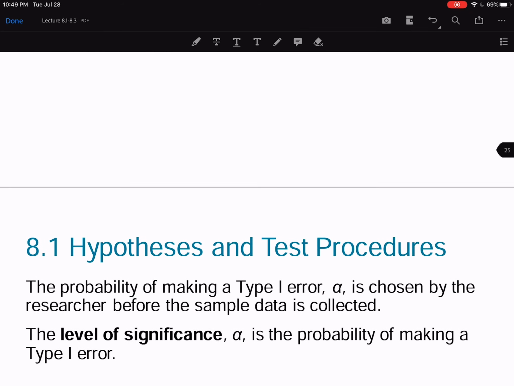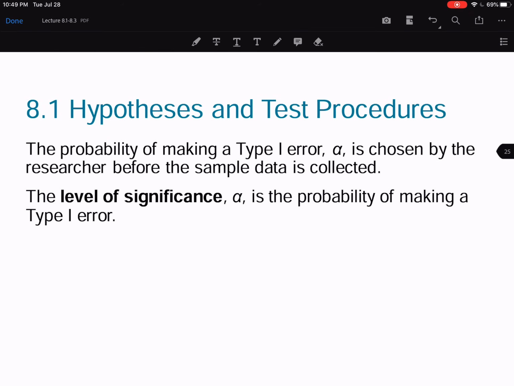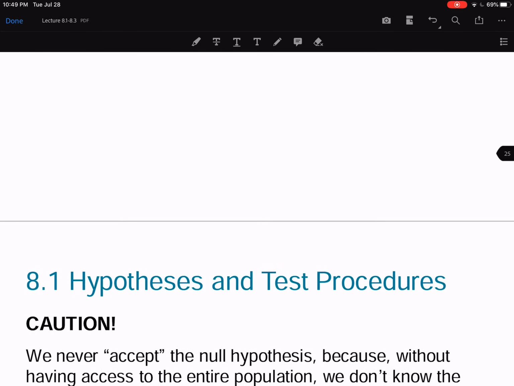All right. Once this is clear, let's take a look at this part here. So the probability of making type 1 error, alpha, is chosen by the researcher before the sample data is collected. The level of significance alpha is the probability of making a type 1 error. So alpha is also called the level of significance. Okay, this is a very important idea for this chapter here.